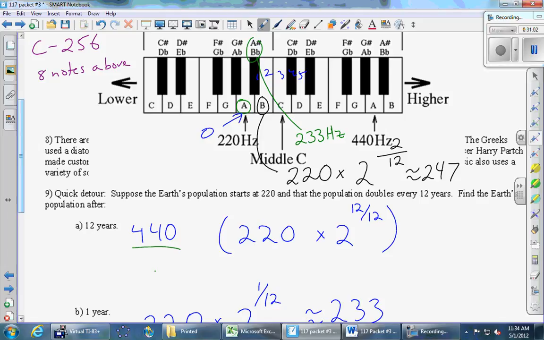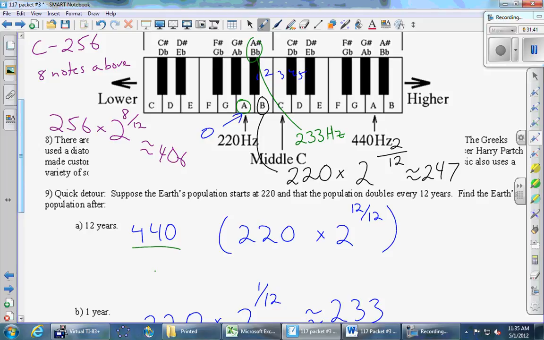What do I start with? 256 times that same basic formula, 2 to the, what goes up there? 8, because it's 8 notes up. Down here, 12. This is what we type in. What is it? It's around 406. Starting note, however many notes above goes right up there, always divided by 12 because we use a 12-note scale.